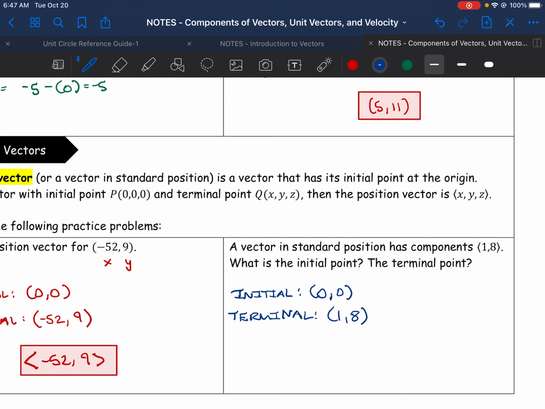That's the only way that we're going to get a vector in standard position with components 1, 8. Okay, so those are our pieces right there.